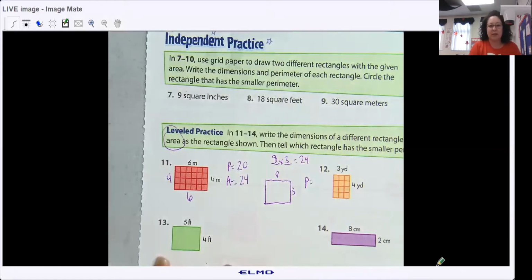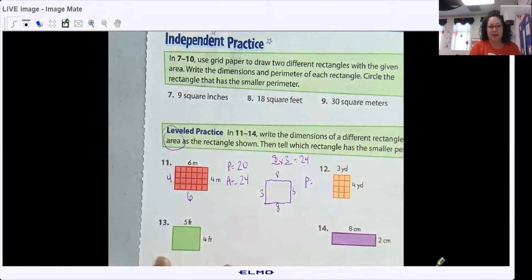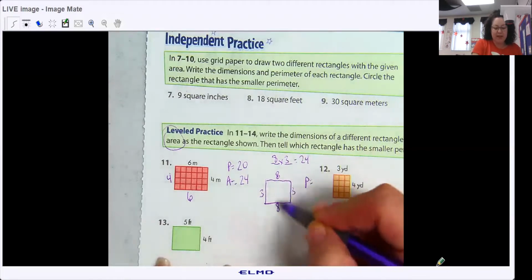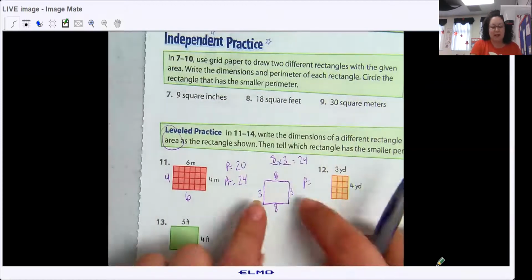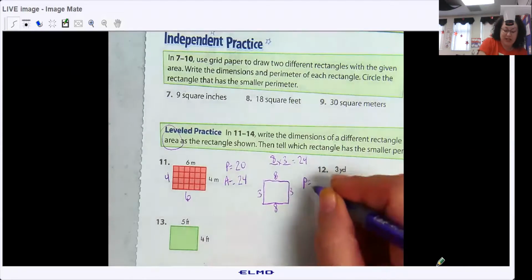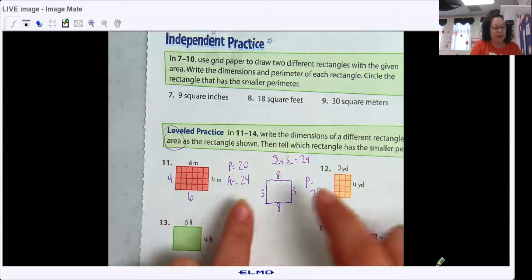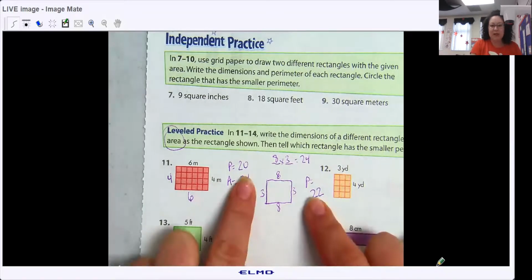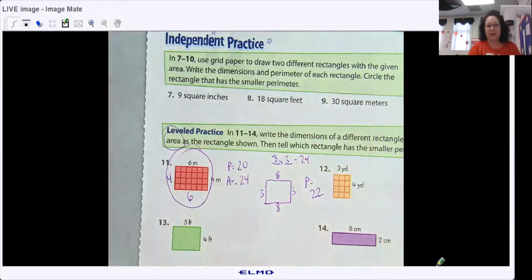Now let's find our perimeter. If this side is 8, this side is 8. If this side is 3, that side is 3. So then we have 8 plus 8 and 3 plus 3. 8 plus 8 is 16. 3 plus 3 is 6. 16 plus 6 is 22. And then it says, tell which rectangle has a smaller perimeter. Which one's smaller, 20 or 22? 20. Ta-da.